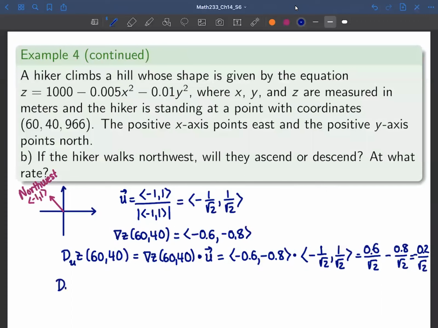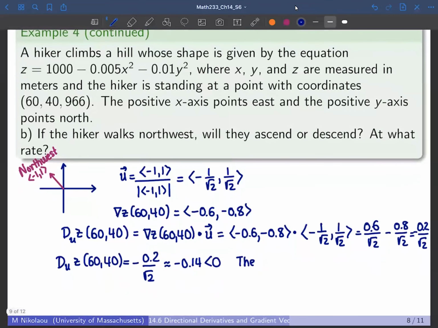So the directional derivative of z in the direction of the unit vector u at the point 60, 40 would be equal to -0.2 over square root of 2, and this is approximately equal to -0.14. That is a negative quantity, and therefore now the hiker will descend.